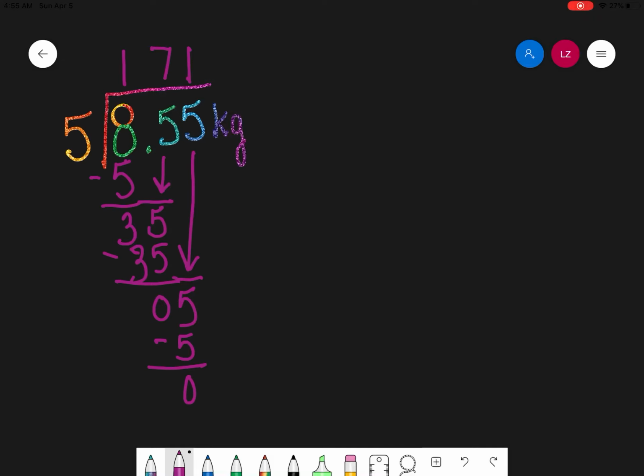So now all we have to do is move our decimal point right here up into here, and we get 1 and 71 hundredths of a kilogram of dry soup is going to go into each bag. Make sure with a story problem that you label your answer so we know what it is we're talking about.